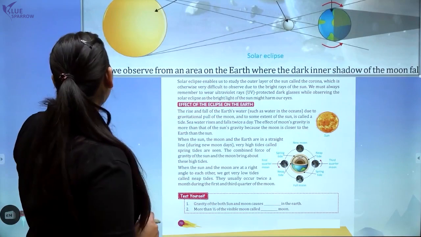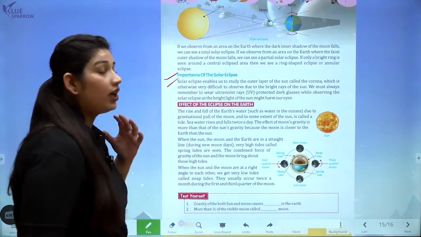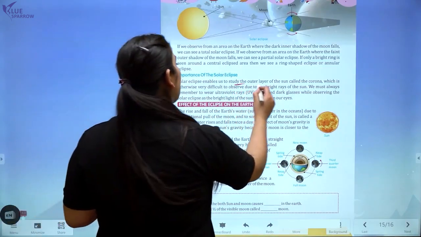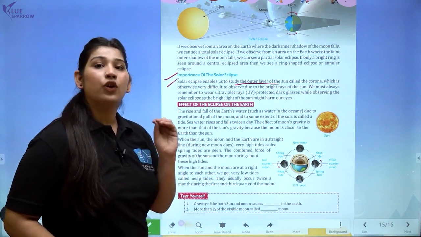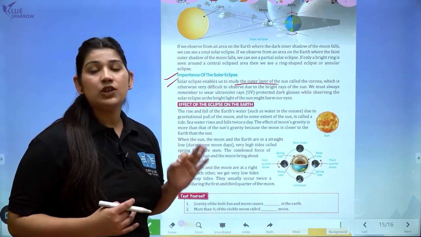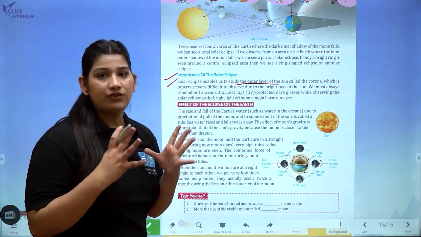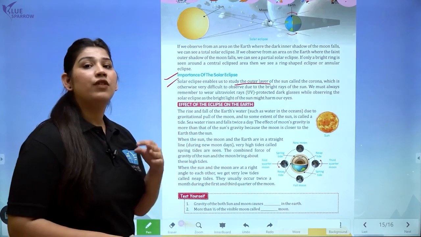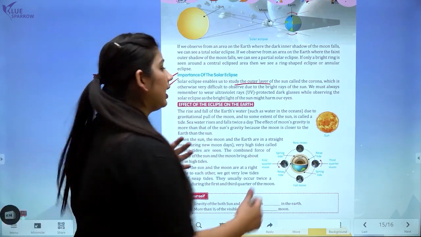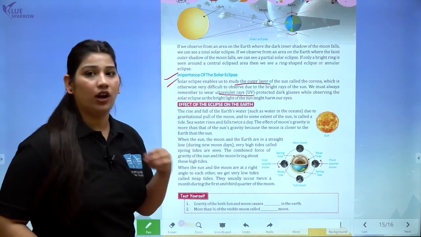Let us understand the importance of solar eclipse. Solar eclipse enables us to study the outer layer of the sun called corona, which is very difficult to study because of the brightest rays of the sun. We must cover our eyes with dark glasses to protect us from ultraviolet rays.